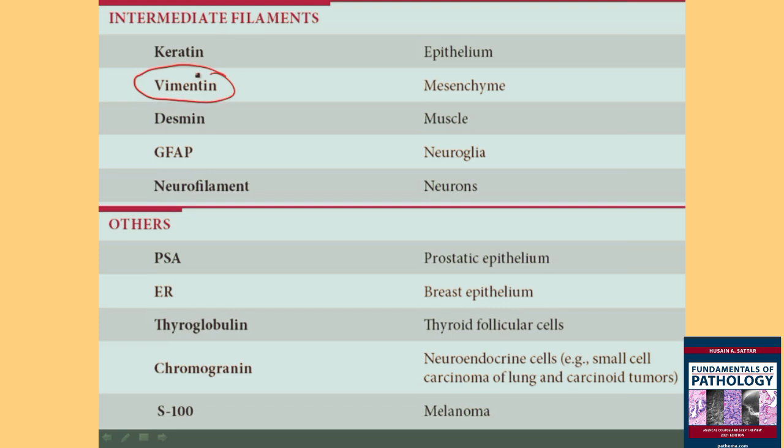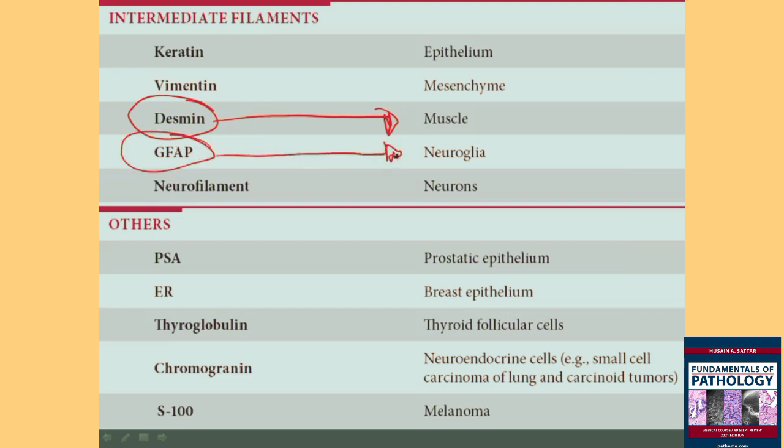Playing along the same lines, let's say that the cells are desmin positive. That would indicate that I'm dealing with muscle cells. If they're GFAP positive, that would indicate that I'm dealing with neuroglial cells. And if they're neurofilament positive, that would indicate that I'm dealing with neurons.